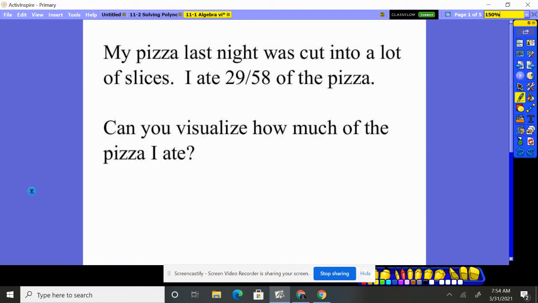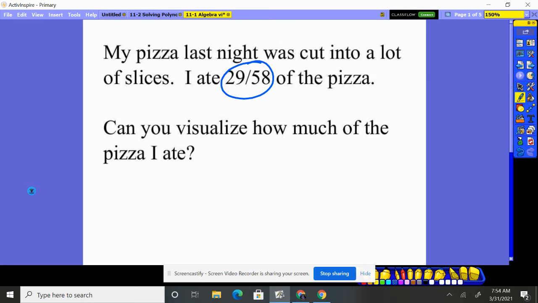Okay, last night I had a great large pizza. It was delicious. It was cut into a whole lot of slices, but I ate 29.58 of the pizza. That's how much I ate. 29.58. Yeah, it was good. Can you visualize how much of that pizza I ate if I said, hey, I ate 29.58? No, it's sort of hard, isn't it?